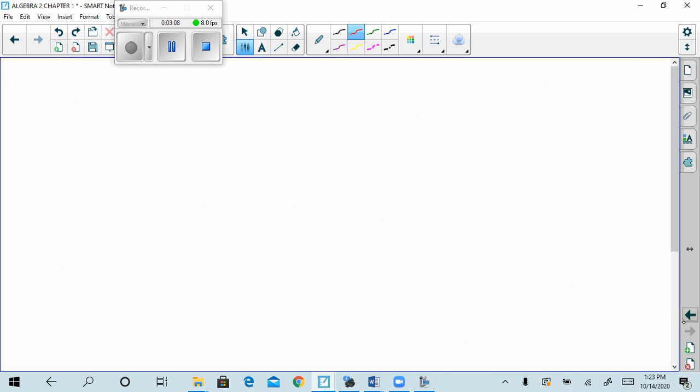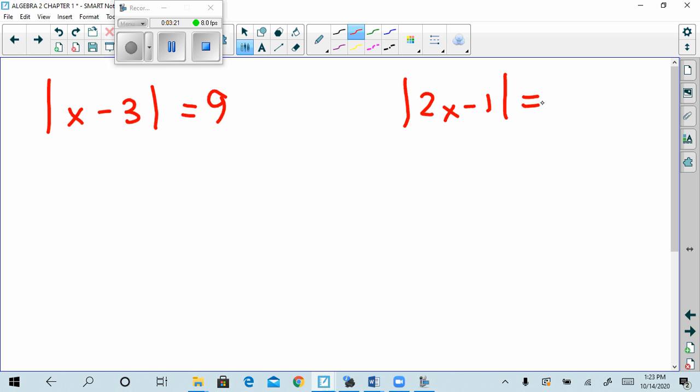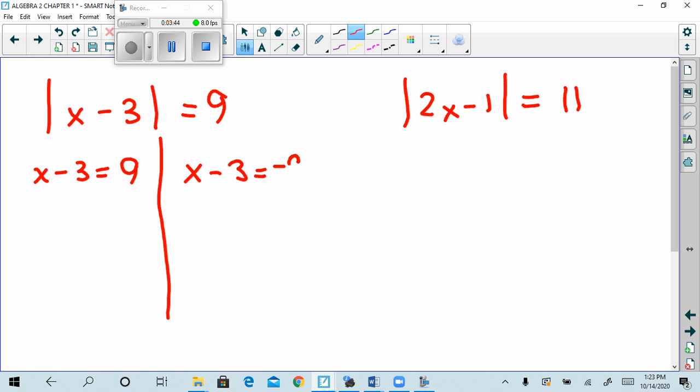Let's try a couple more. We'll do another one step, and we'll do a two step. Let's try these both. Once again, as I'm solving an absolute value equation, I am going to solve twice. I'm going to solve once with it equal to 9, and once while it's equal to negative 9, because what fits inside that absolute value symbol could either be 9 or negative 9.